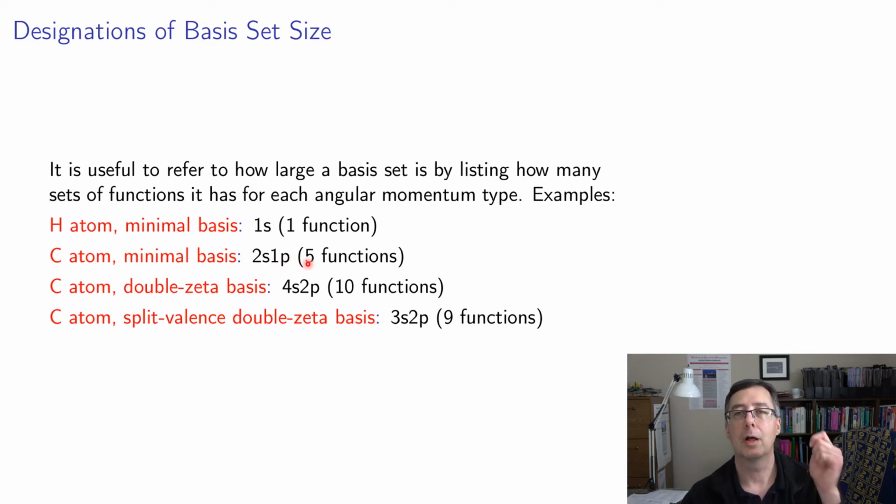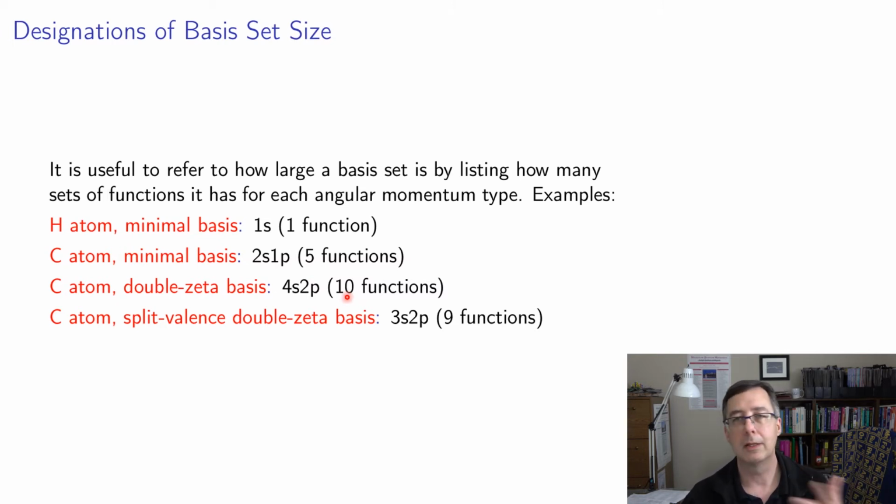Why is that? Well, there are 2 s's. Each s function is a function. So there's 2 functions from the s's. And then 1 set of p's, but for p to have a set, I need px, py, pz. So that's 5 functions, okay? And that would be a minimal basis. What if I had a true double zeta basis set? Double all that. So instead of 2 s's and a set of p's, I have 4 s's and 2 sets of p's. And if that was 5 before, then obviously it's 10 now.